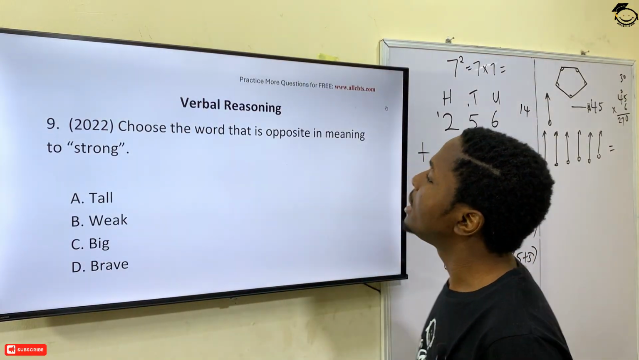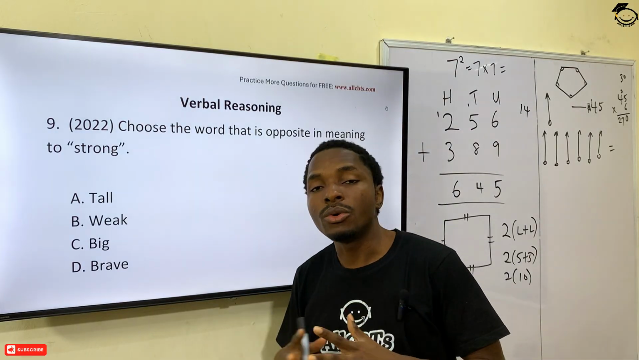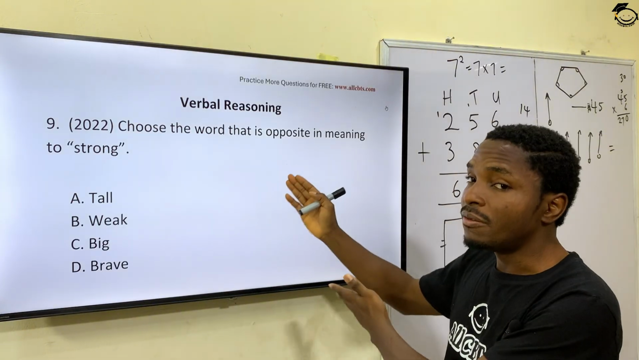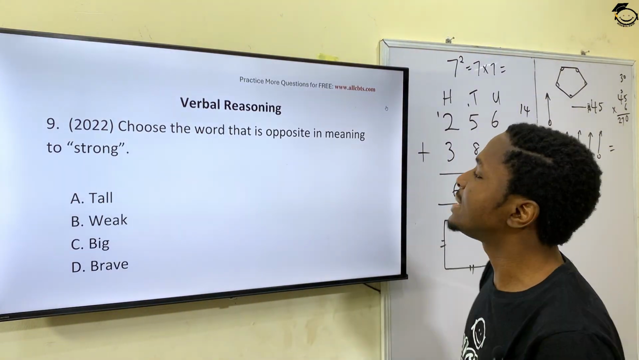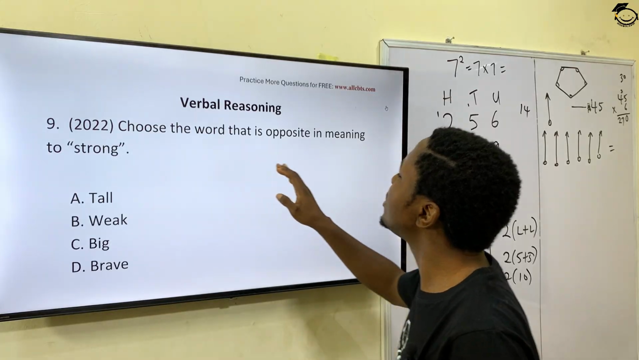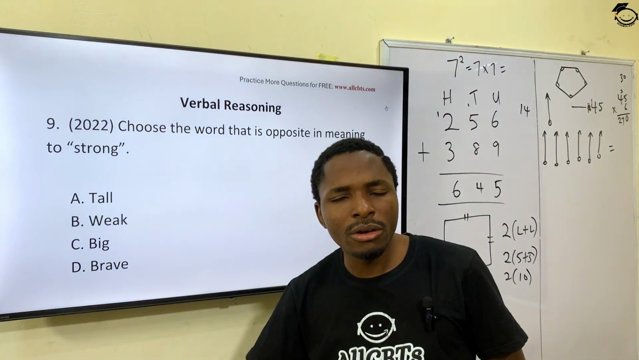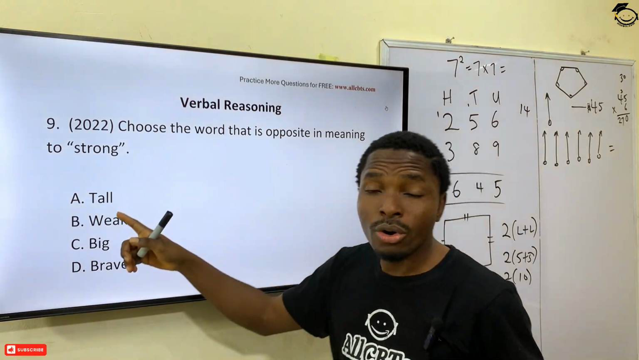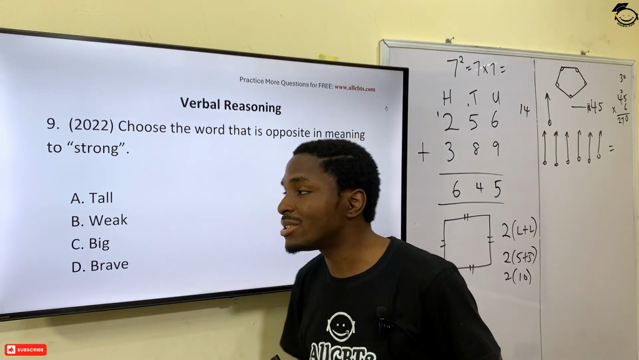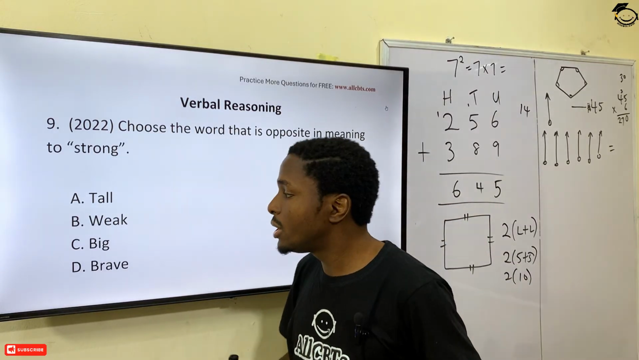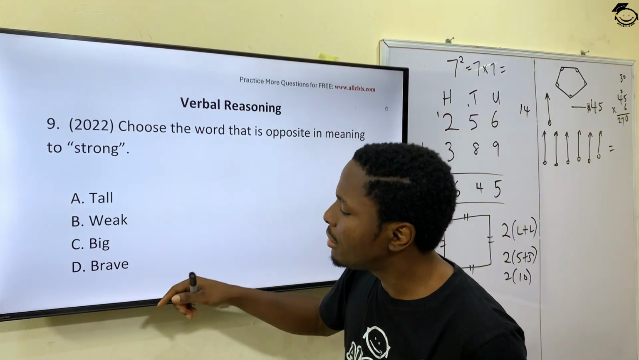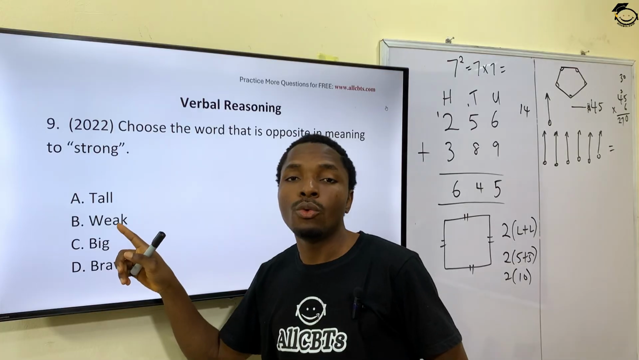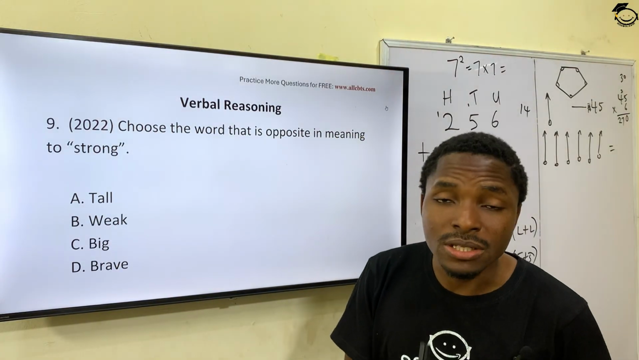So that's 5. Now, with that, we come to the end of the questions under the quantitative reasoning category, and we move straight to verbal, where we spend way less time. Now, choose the word that is opposite in meaning to strong. In other words, if something is not strong, it will be what? Is it going to be tall? No. Tall is not the opposite of strong. Weak, big, or brave, it will be weak. A person who is not strong will be weak, or something that is not strong is often weak.